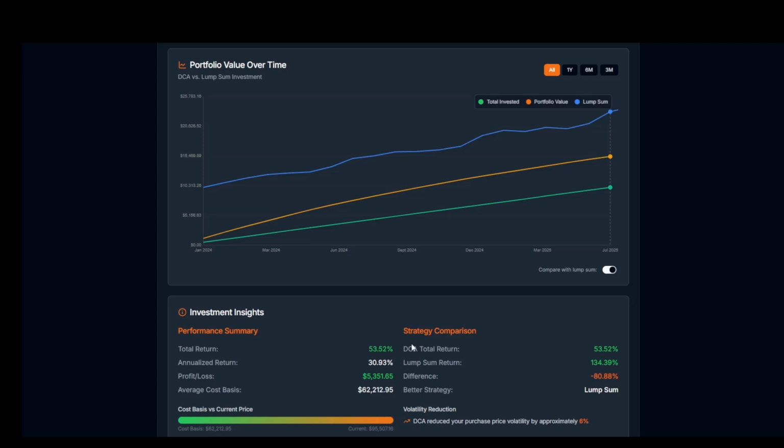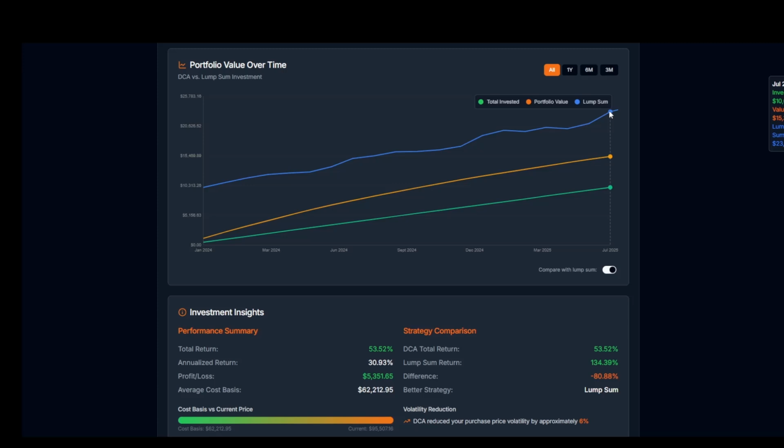The comparison to a lump sum. So lump sum, you can see you would have got a 134.39% increase, which would have got you about a $23,000 portfolio. So you can see compared to the 15,000, you would have got significantly more.